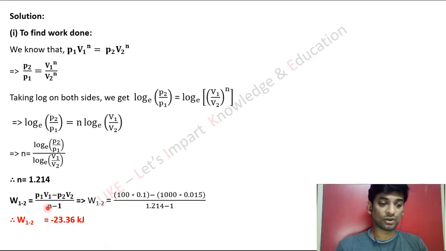Note down, you have got the minus symbol due to the compression process. You are giving work to the system, so you are getting the minus symbol. If it is an expansion process, the answer will be in plus symbol, a positive value. For compression, for a compressor, you will be getting minus. For a turbine, you will be getting plus.